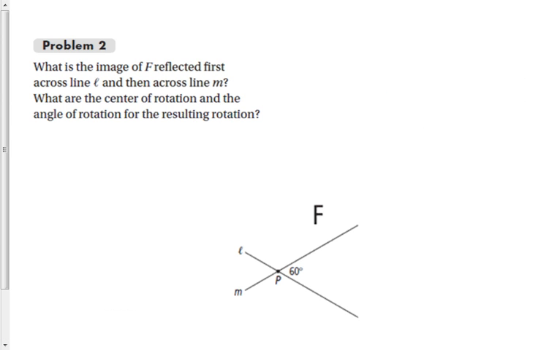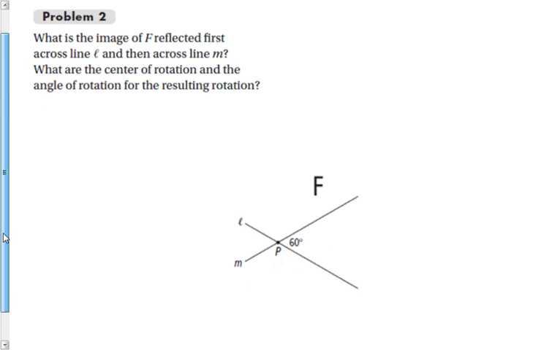All right, in problem 2 here, we're going to find the image of F reflected first across line L and then across line M. And we're going to find the center of rotation and the angle of rotation, because it turns out that when you reflect across lines that aren't parallel, that intersect, it's the same as a rotation.